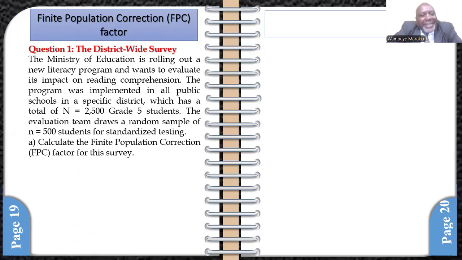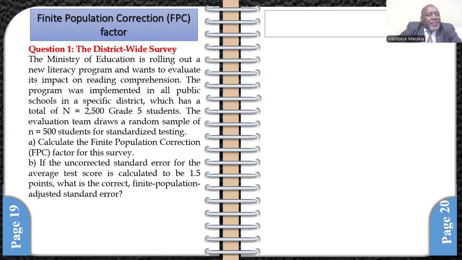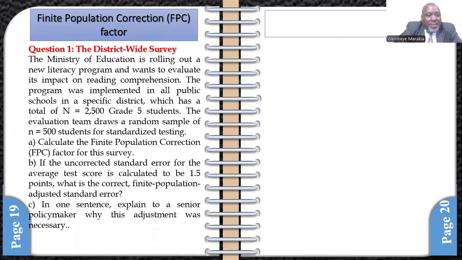Required: calculate the finite population correction factor for this survey. Second, if the uncorrected standard error for the average test score is calculated to be 1.5 points, what is the correct finite population adjusted standard error? Final on this question, in one sentence, explain to a senior policymaker why this adjustment was necessary.